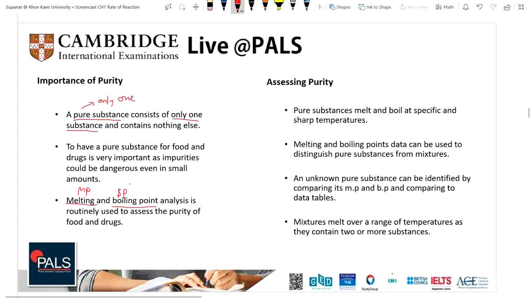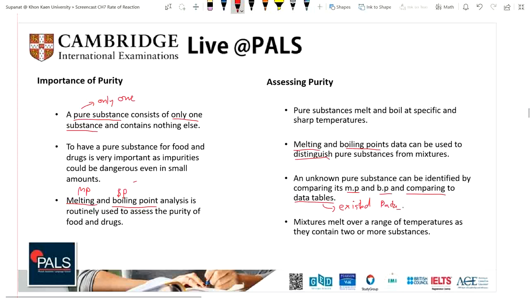How to assess the purity? A pure substance melts and boils at specific sharp temperatures. The melting and boiling point data can be used to distinguish pure substances from mixtures. We can compare the melting point and the boiling point with the data sheets. So an unknown pure substance can be identified by comparing its melting point and boiling point to the data table, which is the existing data.